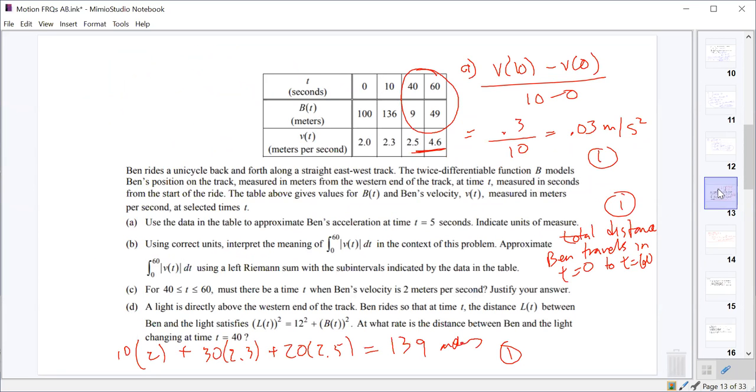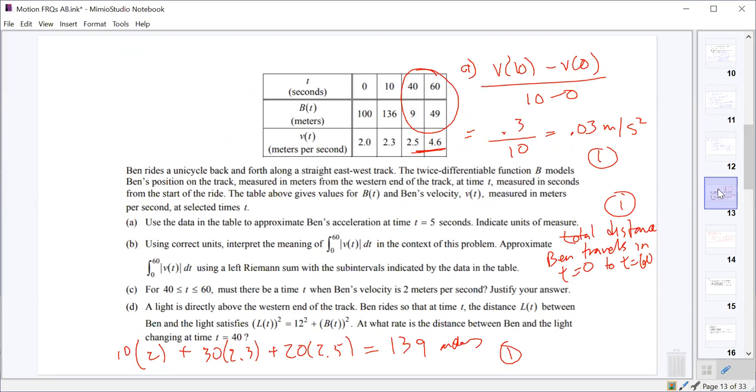Part D is a little bit different than what we've been dealing with previously. We got a light that is directly above the western end of the track, and he rides so that at time t, the distance between him and the light is that equation. We want to know at what rate is the distance between Ben and the light changing at t equals 40. So we are effectively trying to find a rate of change of a distance, right, which is a related rate question.